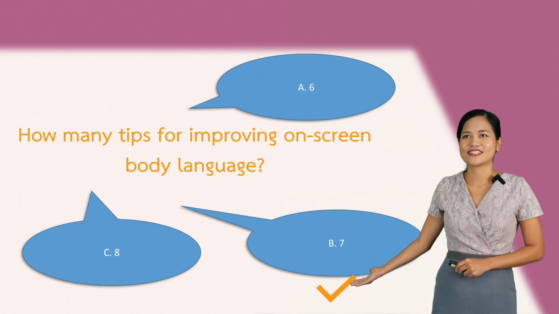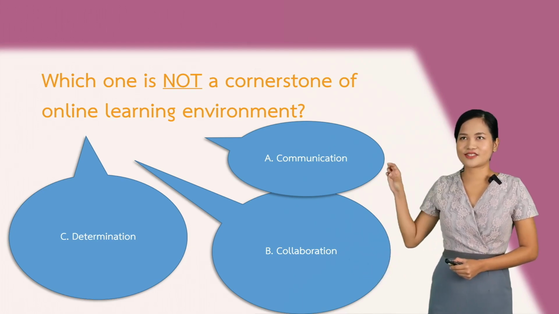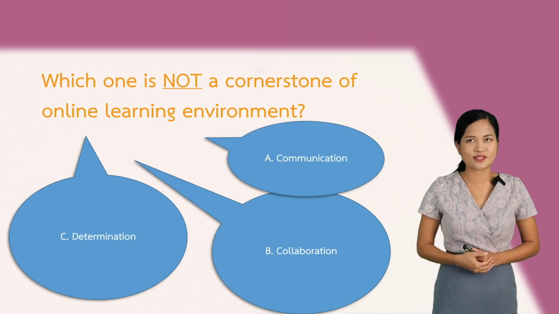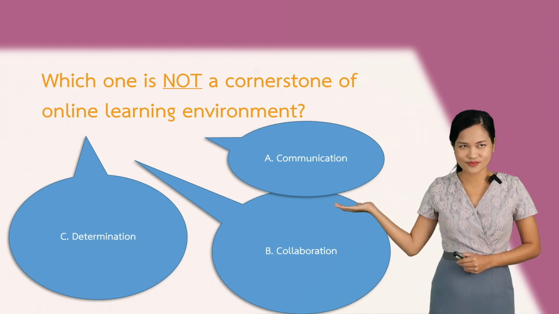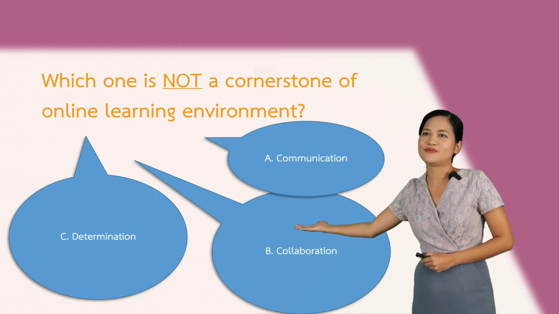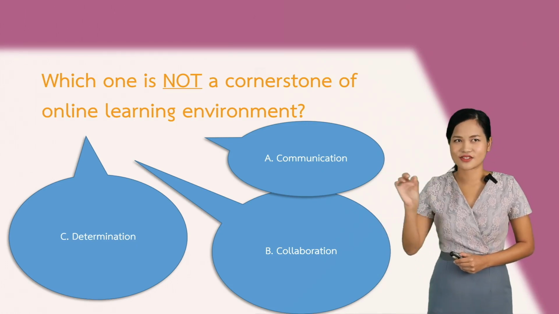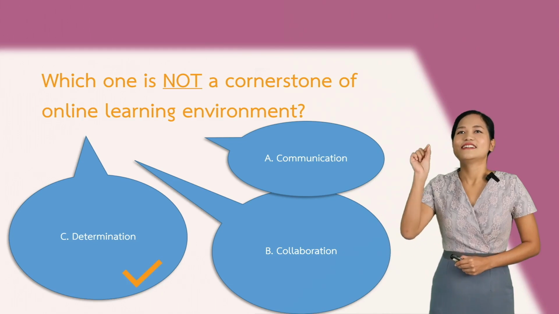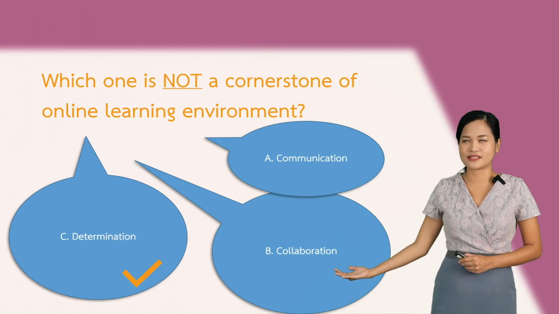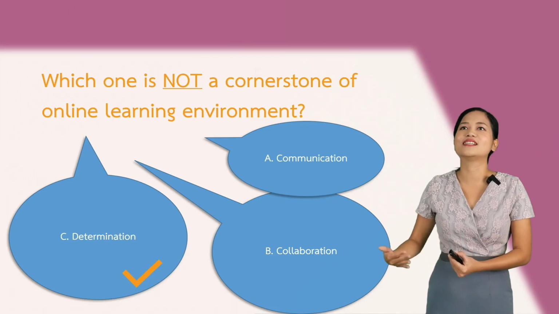Okay, look at this. Okay, how about this? Which one is not a cornerstone or the component of online learning environment? A, communication. B, collaboration. C, determination. Which one? A, B, or C? Which is not? Okay, is this C, determination? But we have communication and collaboration as one of the 4 cornerstones of online communication skills and learning environment.